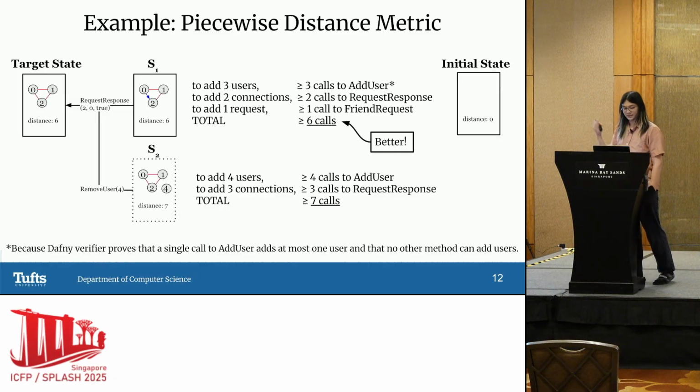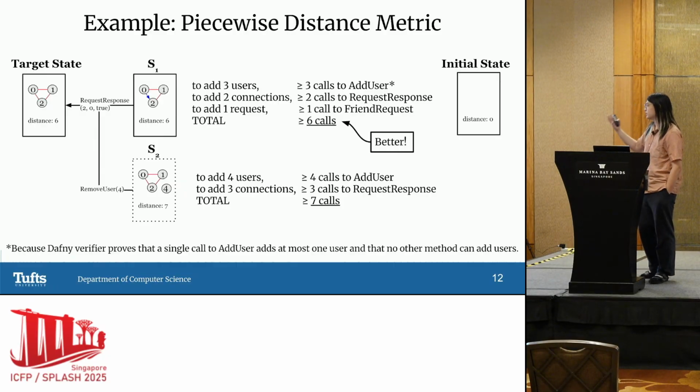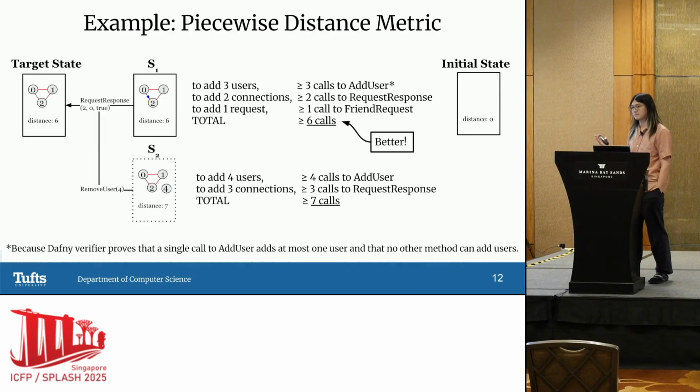So here, for example, state 1, we need to at least have 3 calls to add user. Here we use some pre-trainings with Dafny to reason with how the method specifications interact with our conjunction of constraints. So now we can reason that add user can at most add 1 user, and no other method calls can have anything to do with adding users. So we need at least 3 calls to add users. We need at least 2 calls to the request respond. And we need at least 1 friend request, which has a lower bound of 6. I want to note that this is a lower bound. We actually need 8 calls from the initial state to get to state 1.